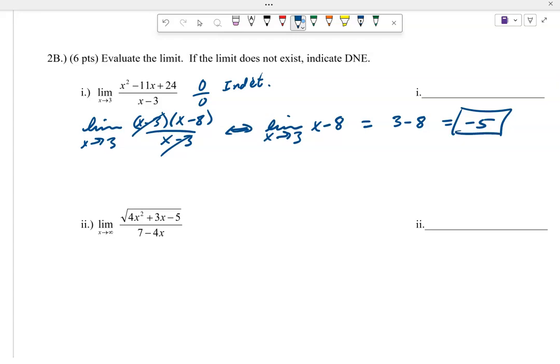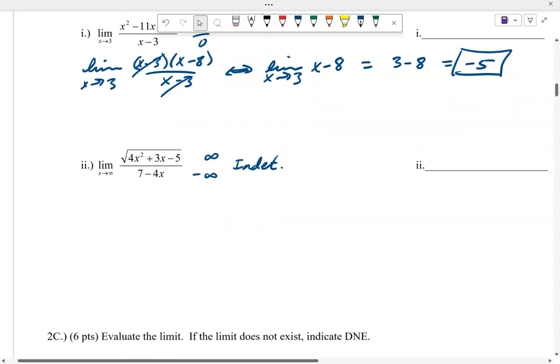Okay, so your limit there just ends up being -5. All right, this next one, limit as x goes to infinity. Notice we have infinity over a negative infinity, so we're indeterminate. You could again use L'Hopital's. We could go ahead and practice our algebraic techniques.